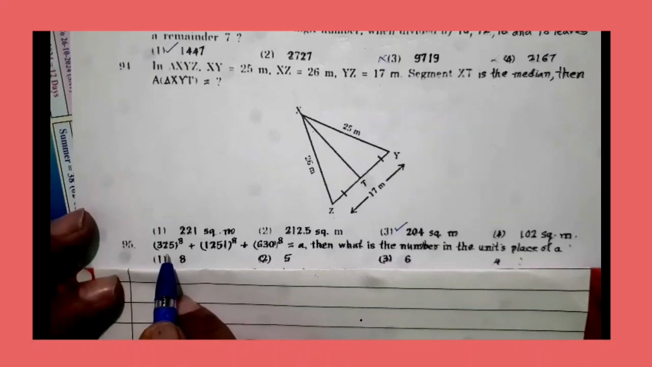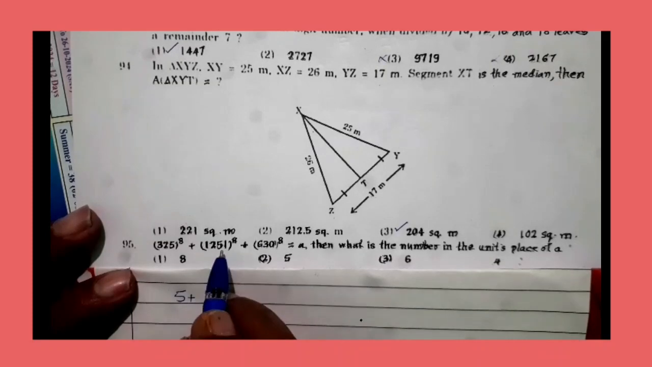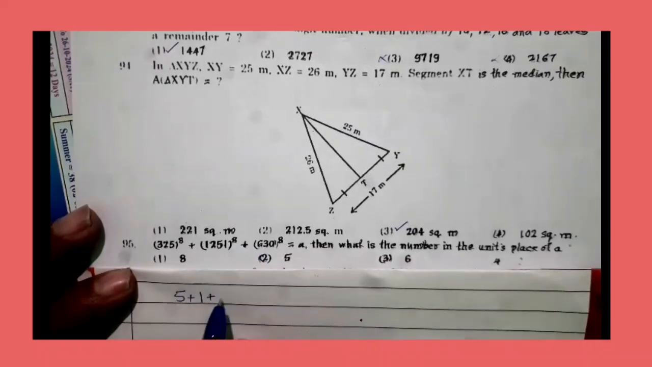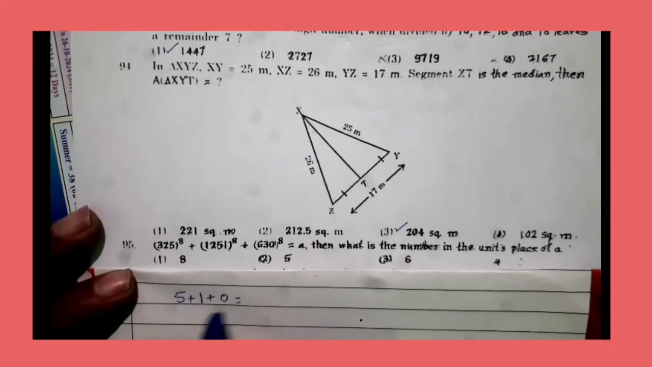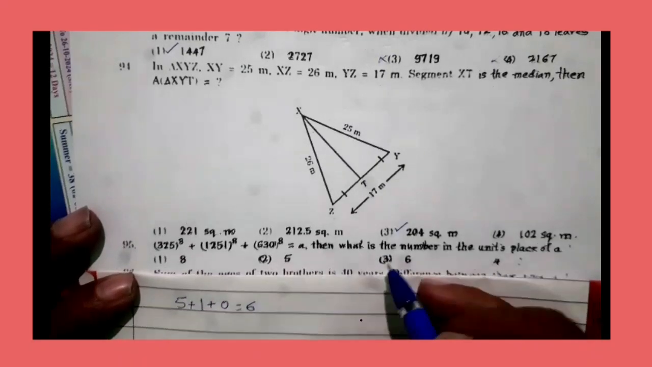Any power of 5, the unit place is also 5. Any power of 1 is 1, and 0 is 0. So 5 plus 1 is 6. 6 is our answer, number 3.